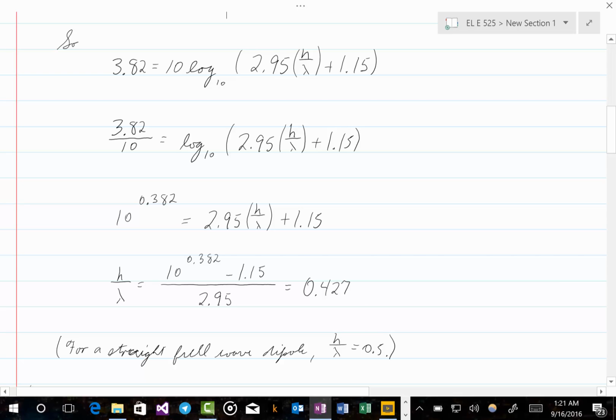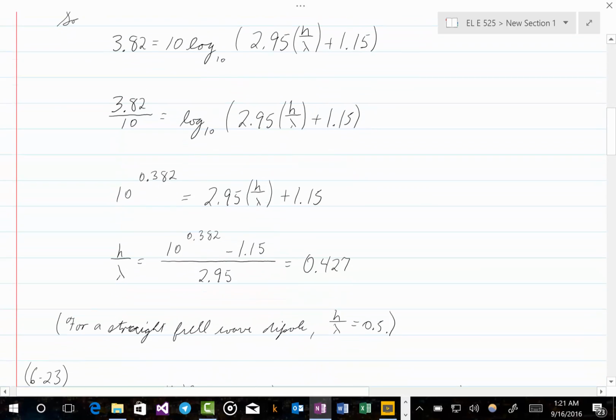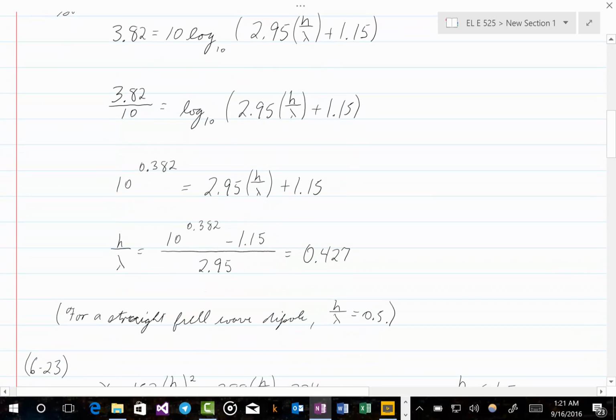So if we do this calculation, h over lambda is 10 raised to the 0.382 power minus 1.15, over 2.95. We will get 0.427. Now, for a straight full wave dipole, h over lambda would be 0.5. So, as was sort of hinted in the problem, we are not expecting to get exactly the right values, but we're fairly close to the value for the straight full wave dipole here.